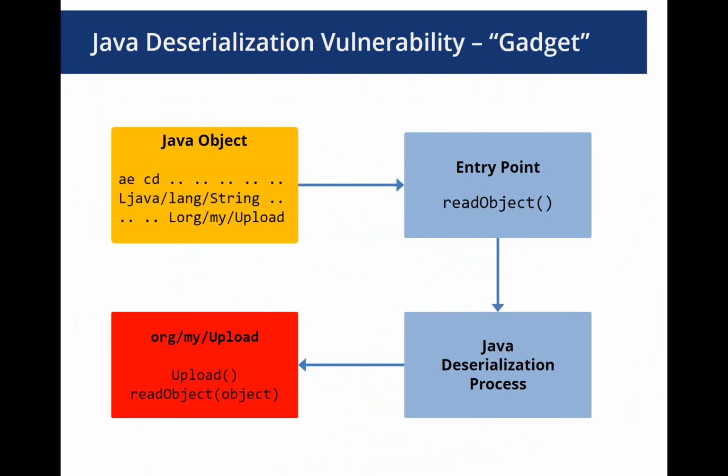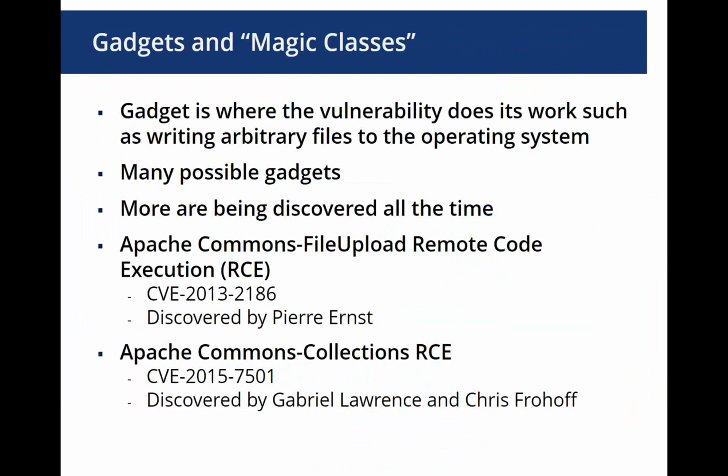And now I can just start calling arbitrary classes. Those classes must be of serializable type. Again, there's many of those, but I now have to find one that will actually do something like write out files or do something that I'd really want to do on the operating system or within the Java application. So the key is I need this gadget. I need this thing that will actually do some work for me and do something that I would want to do as an attacker of the application.